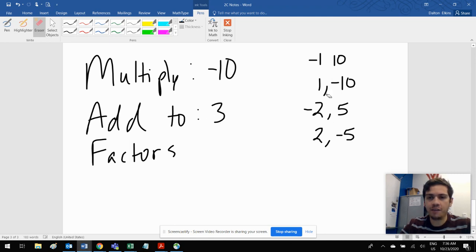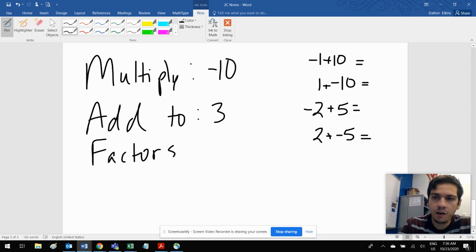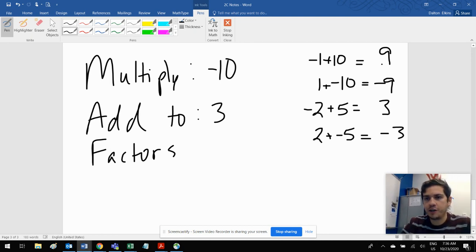So if I add these instead of just putting them next to each other, negative 1 plus 10, 1 plus negative 10, negative 2 plus 5, and 2 plus negative 5. You're going to notice a very interesting pattern here where this is positive 9 and this is negative 9. This is positive 3 and this is negative 3. So, it doesn't change the absolute value of the number. It just determines whether or not it's positive or negative.